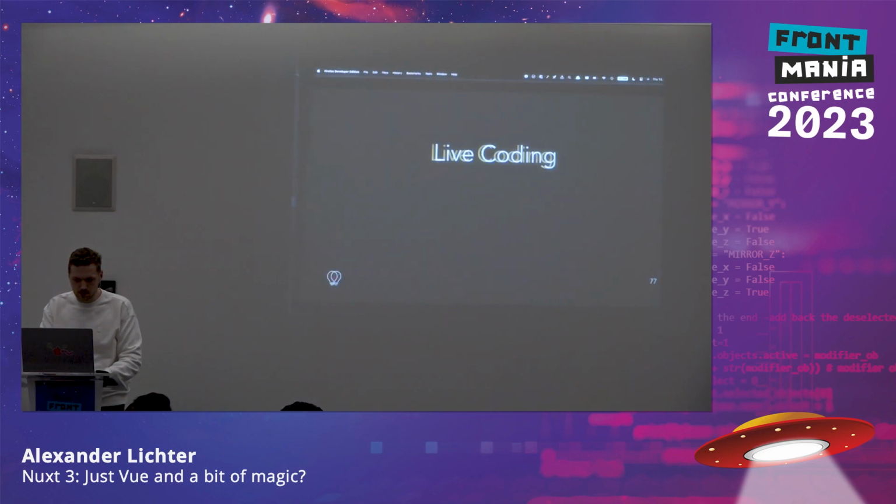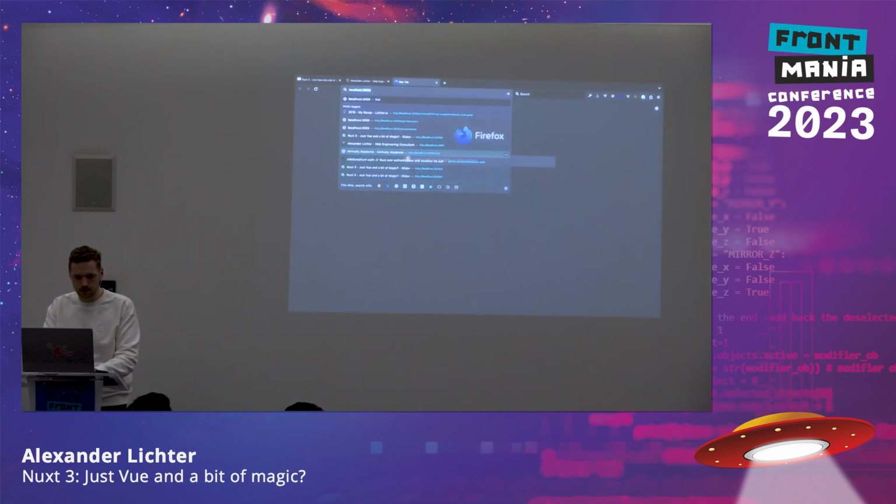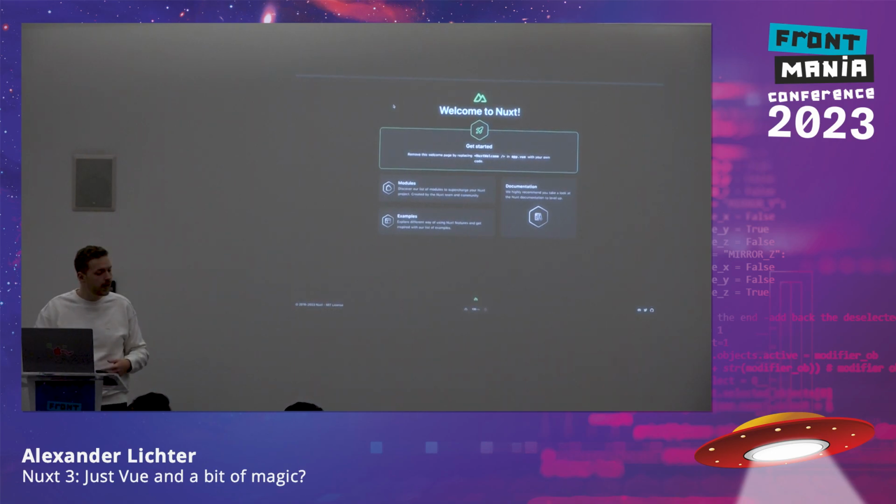So let's go back to the browser, open localhost 3000 over here. And this is the welcome page you get straight away when you install a Nuxt application. It says, hey, okay, awesome. You can start right away by removing this Nuxt welcome thing in app.vue with your own code. So let's do that straight away.